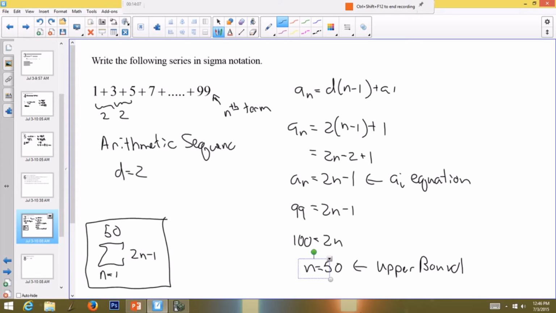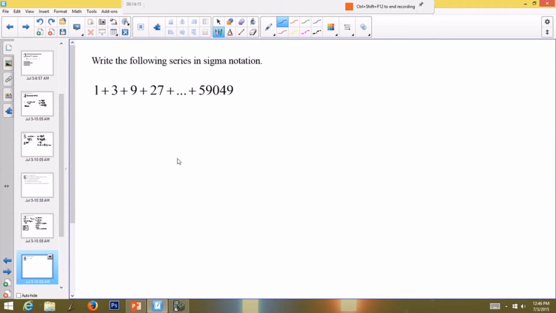There's our value. If I plug in all of the numbers from 1 to 50 into this equation, I will get that series. All right, looking at the next one, this one's going to be times 3, and then 3 to 9 is also going to be times 3, and then 9 to 27 is also times 3. So I know that this is a geometric series.